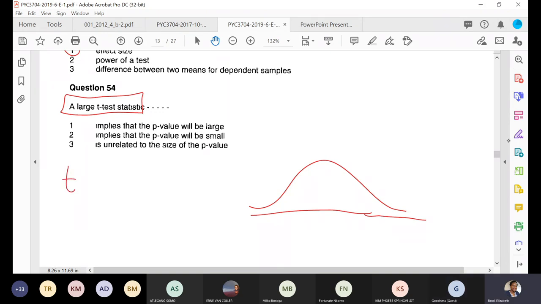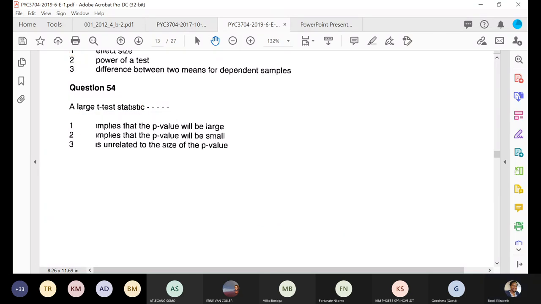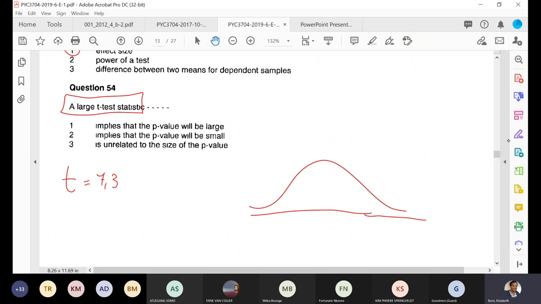Let's assume that our t-test was, let's not even use minus, let's say it was 7.3. We calculate our p-value, or we go find it, because it's very difficult to find the p-value. I can't even estimate. I can't even go to any table. That's the challenge with the question. I'm not even sure what they're trying to ask.